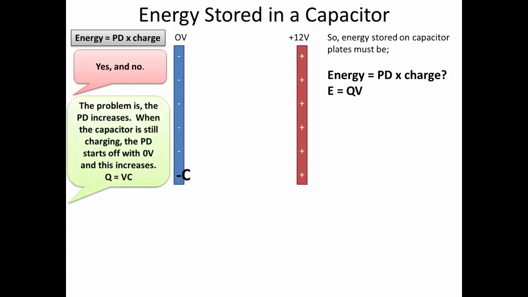The problem is the potential difference across the plates increases when the capacitor is still charging. The potential difference starts off at 0 volts and this increases to the maximum value, and the charge will always be equal to V times by C, but the V will be changing as the charge changes.